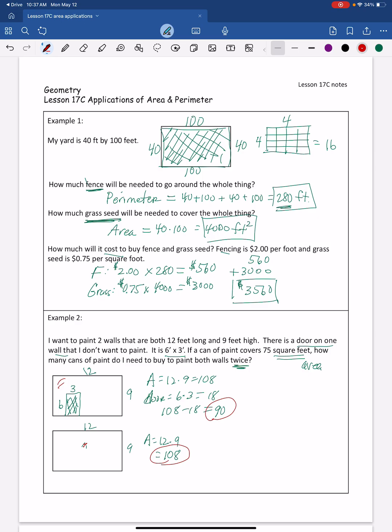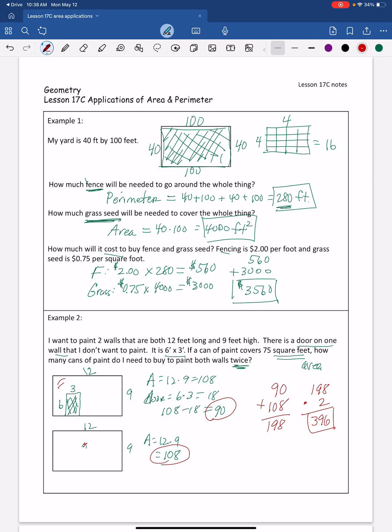So if I'm going to paint it once, I'm going to need 198. So I might as well figure out what it would be twice before I figure out how much paint I'm going to need. So 198 times 2, okay, twice means times 2, is going to give me 396. So that's the area that I'm going to paint.